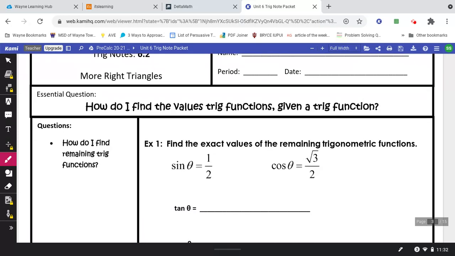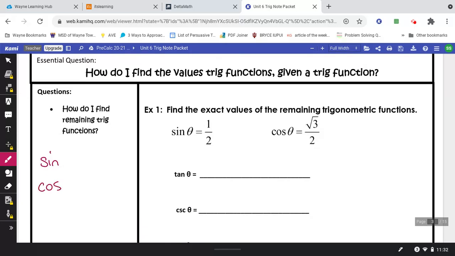So remember, we have sine, cosine, and tangent. And then their reciprocal partners, cosecant, secant, and cotangent. So we need to remember that sine and cosecant are always paired up, cosine with secant, and tangent with cotangent. The first thing we want to do is label opposite, adjacent, hypotenuse. So I know that sine here is opposite over hypotenuse. For cosine, I have adjacent over hypotenuse.